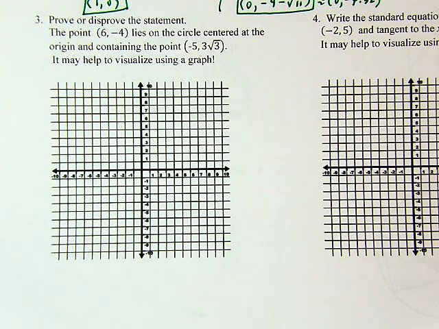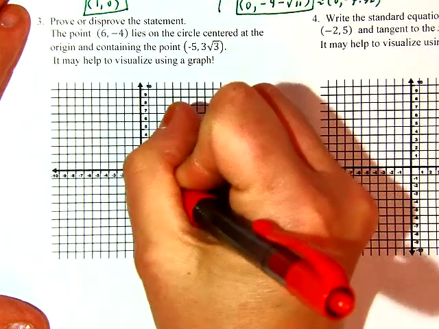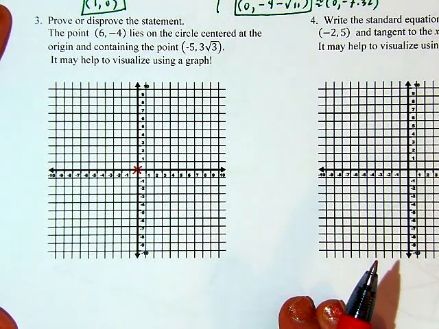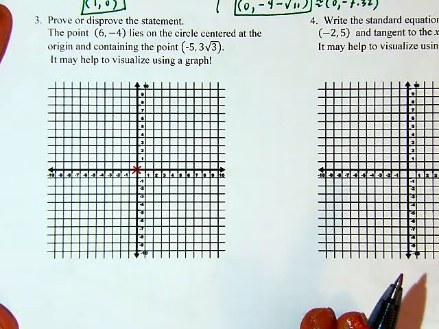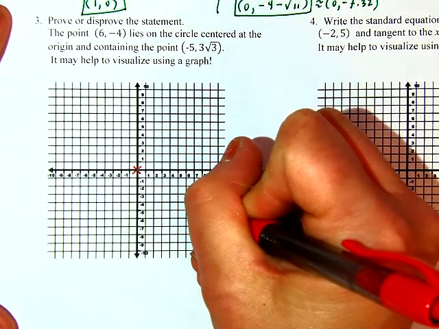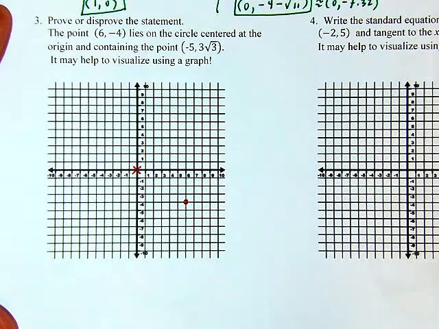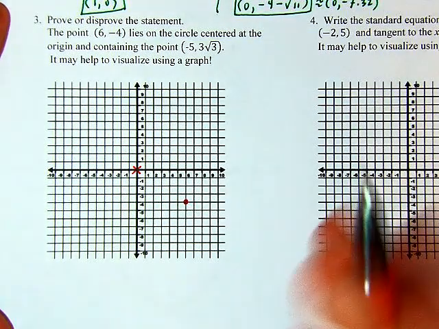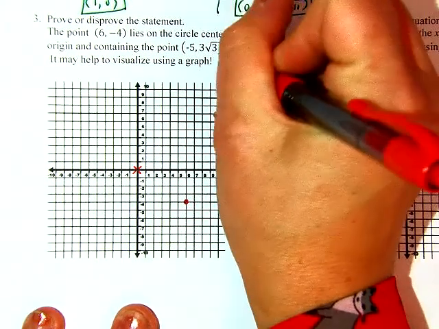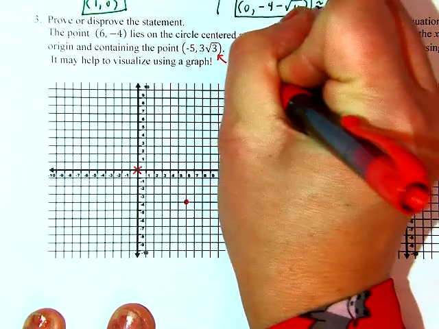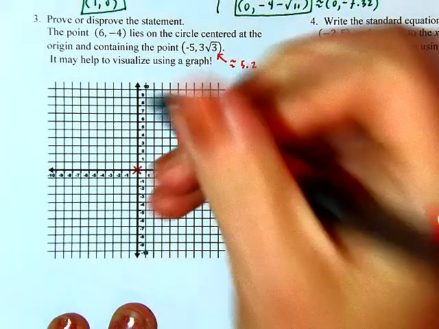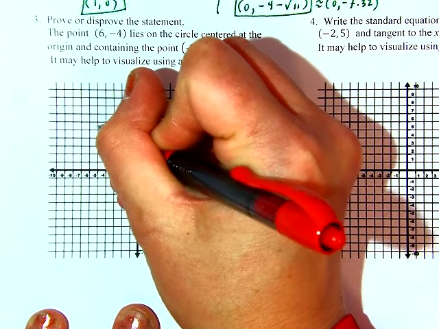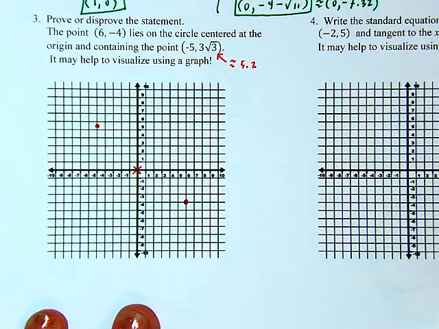Okay, so here, let's plot those points. We're saying this is a circle that is centered at the origin. And we're saying these 2 points have to be on the same circle. So let's plot them. So 6, -4 would put me right about here. And then when I look at -5, 3√3, well, 3√3 is approximately about 5.2. So I'm looking at -5, and then I'm looking up 1, 2, 3, 4, 5.2, just to give myself a visual anchor. So there are those 2 points.